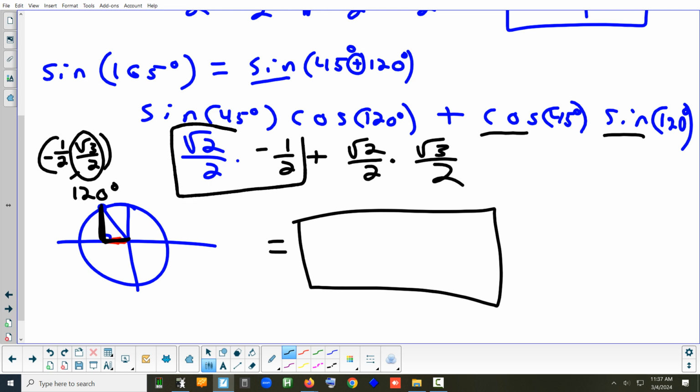What do you get when you multiply the square root of 2 times -1? -√2. Plus, how about when you multiply square root 2 times square root 3? √6. And Nick, what's my denominator going to be? 2. Yeah, it's going to be 2 times 2, which is 4. All right, any question on that one?